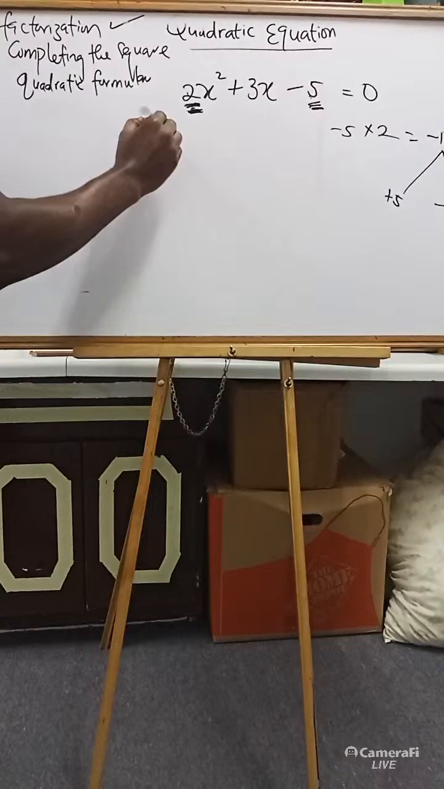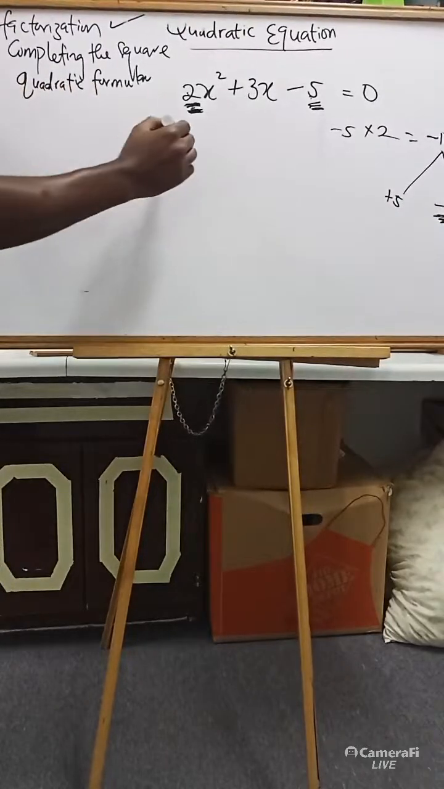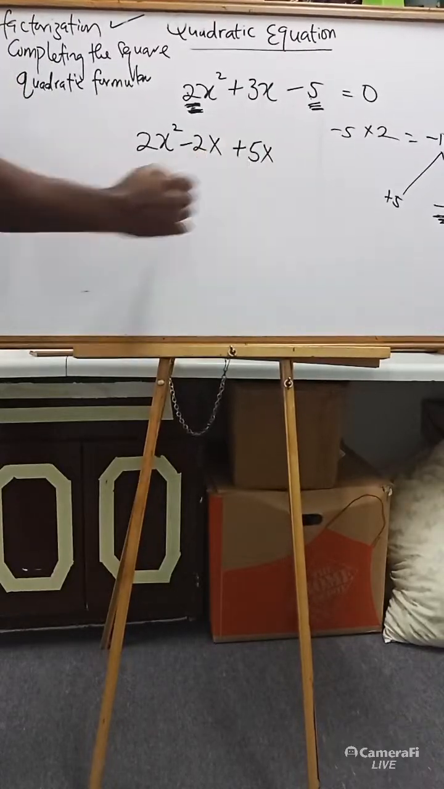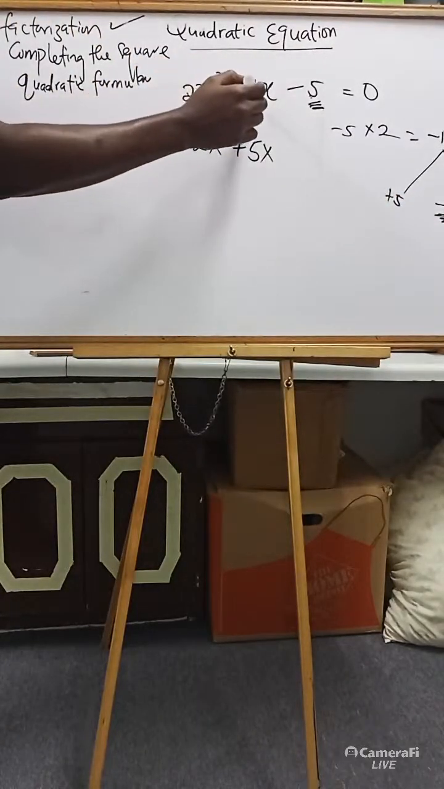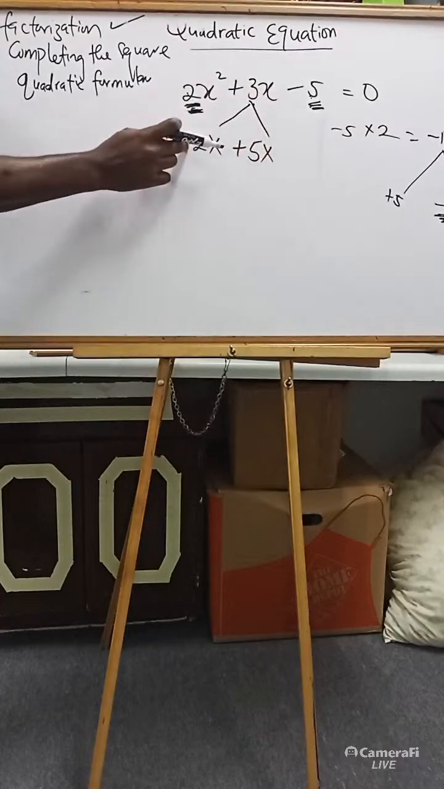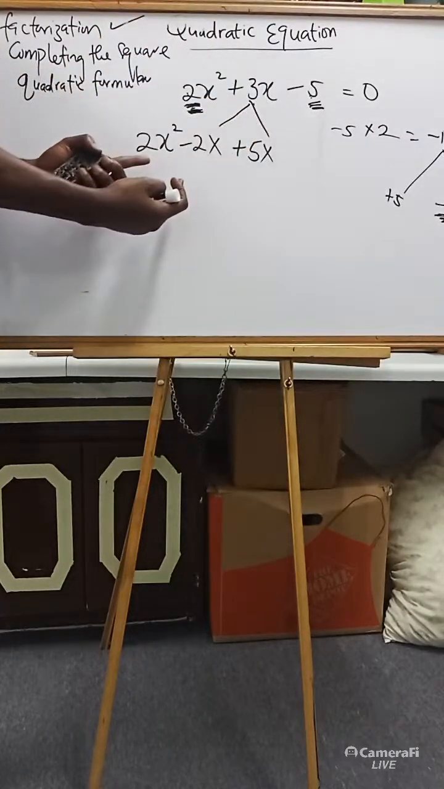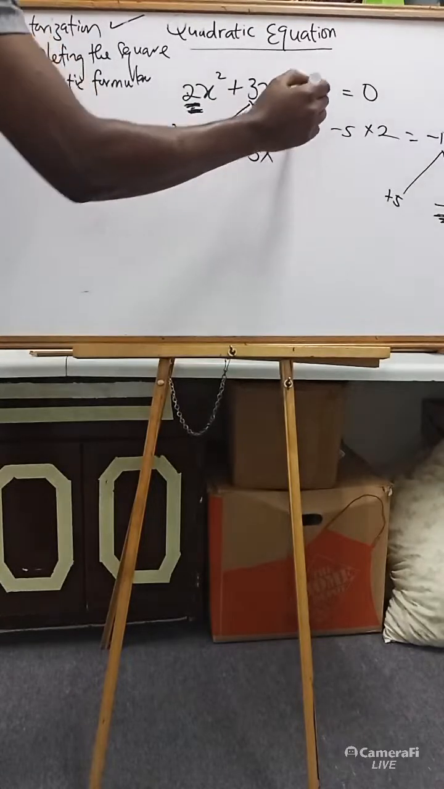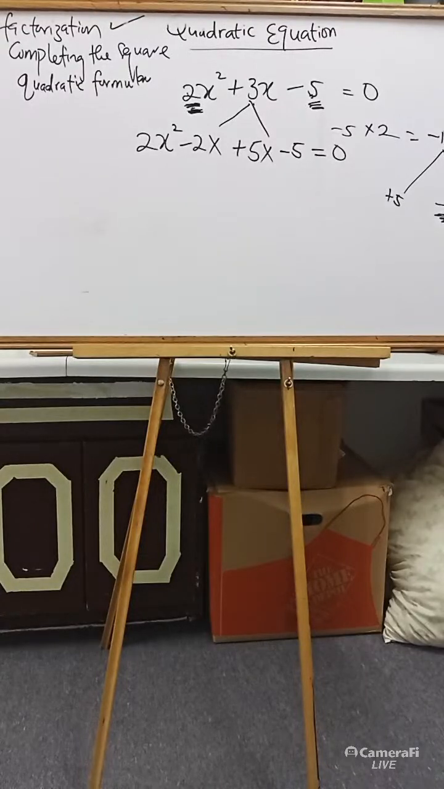So here I have my 2x squared. Let me keep this first. Minus 2x plus 5x. You'll be wondering, how do I get minus 2x plus 5x? Do you believe that 3x can be split into minus 2 plus 5? Minus 2x plus 5x gives what? 3x. So it is my 3x that I split by having negative 2x plus 5x. Minus this 5 equals 0.